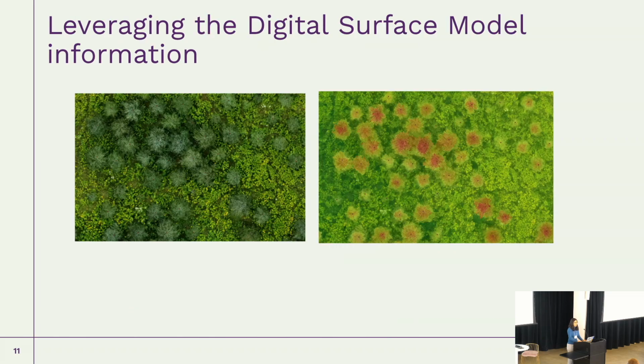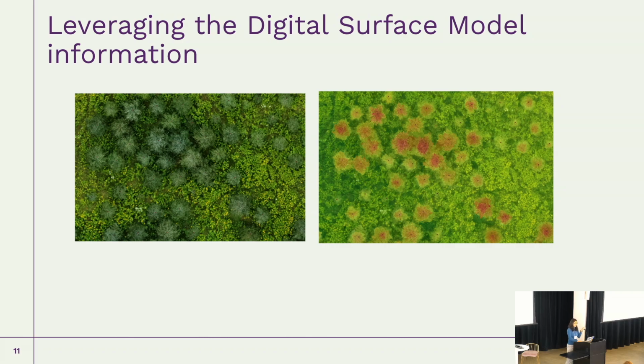But then we thought, okay, now how do we actually incorporate task-specific knowledge into it? And that's where we thought that using the digital surface model information, which is quite explicit in the name, this surface model of the vertical structure of your plantation, how do we incorporate that in the model?